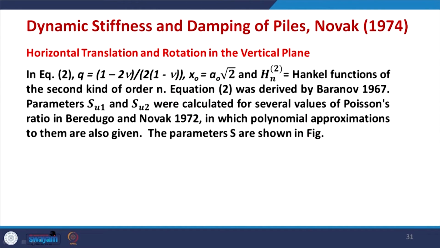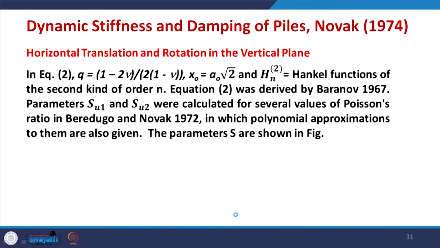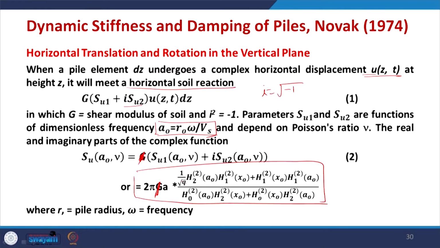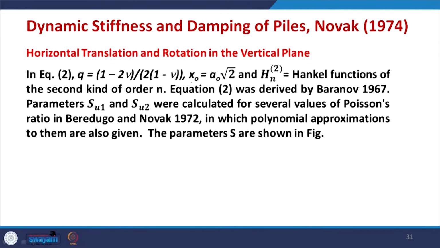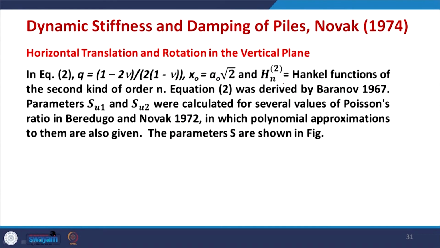Here Q is (1 minus 2 nu) divided by twice (1 minus nu), and x naught is a square root 2, which is coming here. So, Q is here and then x naught is also here. The values of Q and x naught are given by these relations, and Hn 2, where n can be 1 or 2, is the Hankel function of the second kind of order n.